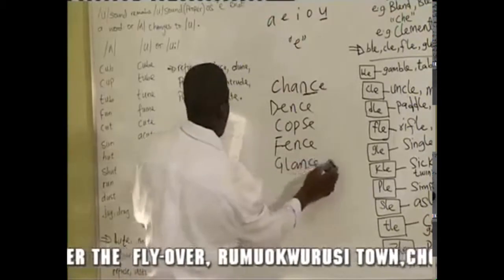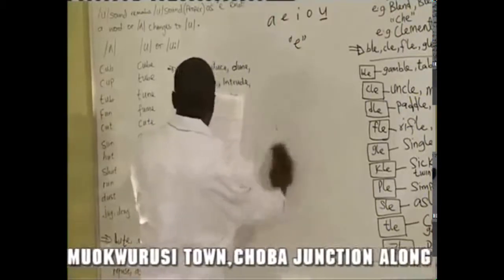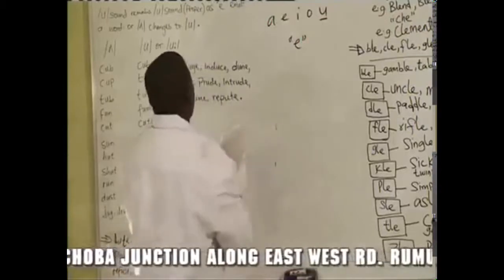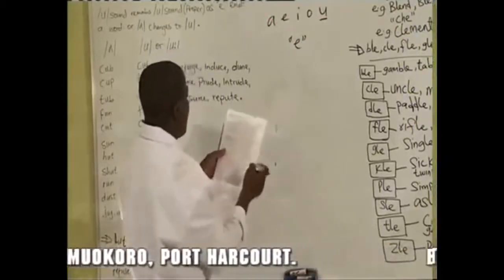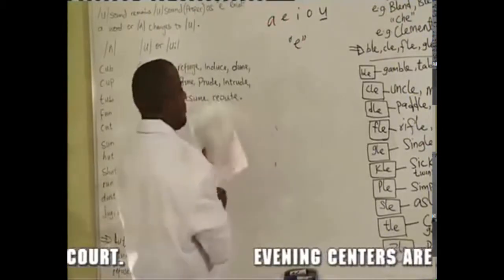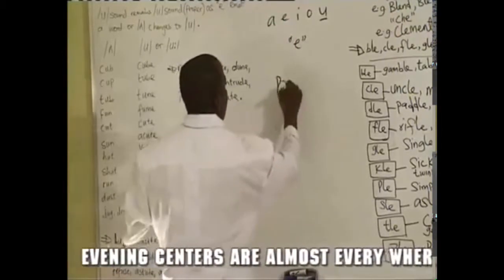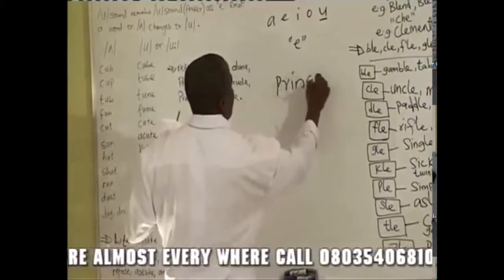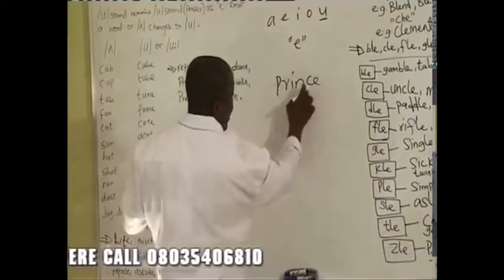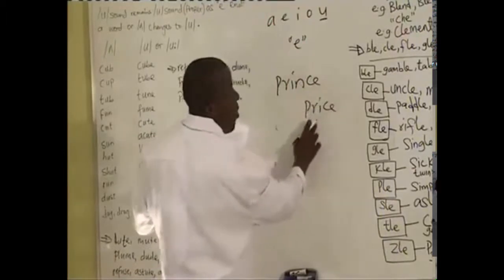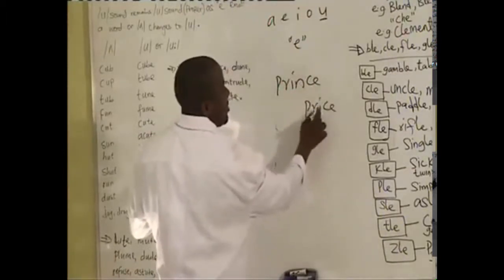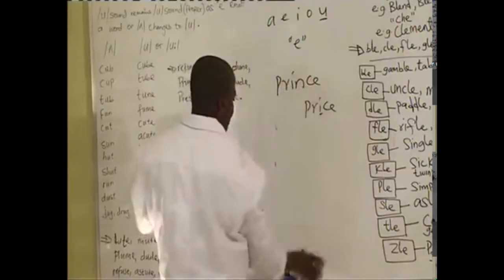So a lot of them are there. Okay, spell prince for me. P-R-I-N-C-E. Can you see prince? Is it clear? Yes. But assume we have it like this. It should have been price. This E will change this vowel. Is it clear? Yes. But here it is prince. So take note of something like that.